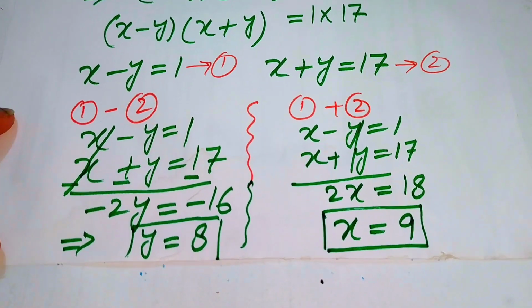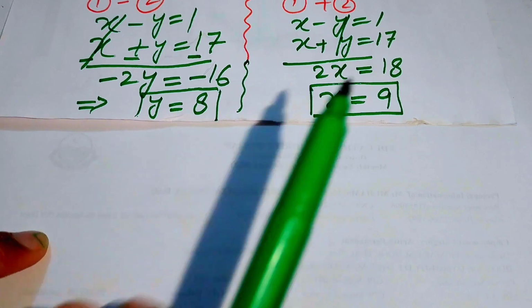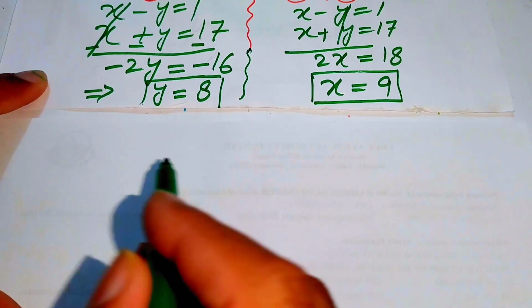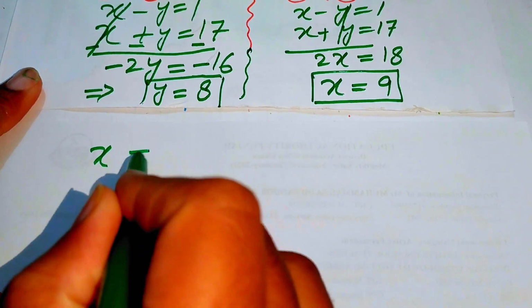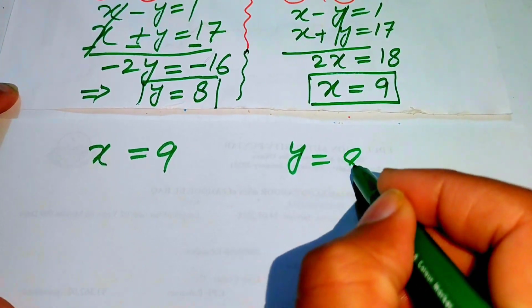So this is the value of x, and we find both of the values of x and y. And now we write the values of x and y here. So our value of x is equal to 9 and the value of y equals 8.